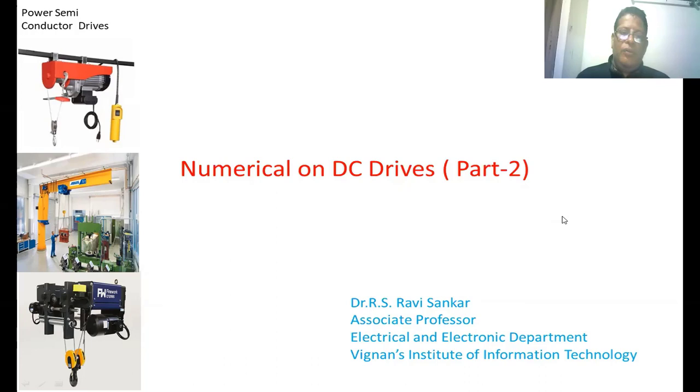In this lecture, we are going to discuss the numericals on a DC drive, part 2. In part 1, we solved two numericals based upon the rectifier between the AC supply and the DC shunt motor. We are going to solve two more numericals. The converter is a DC to DC converter, which is placed between the input DC supply and the load, which is the DC shunt motor.